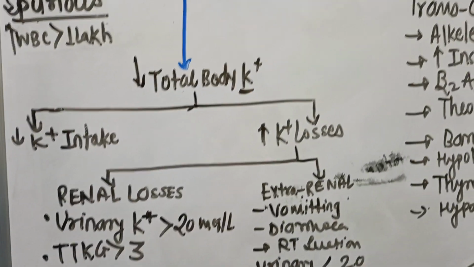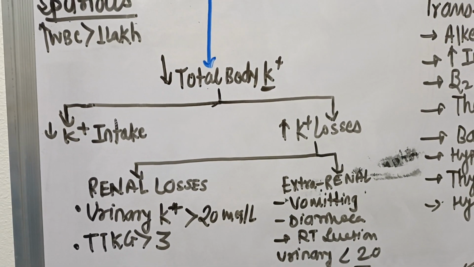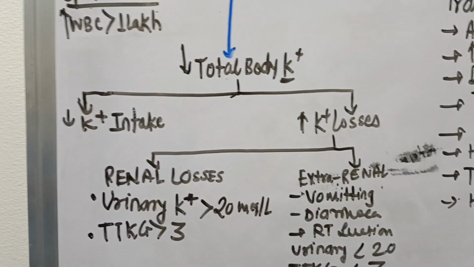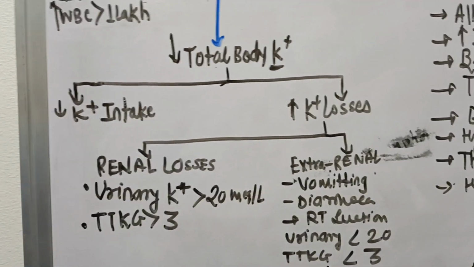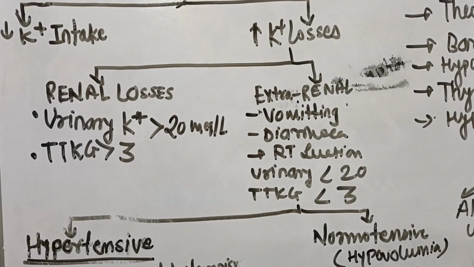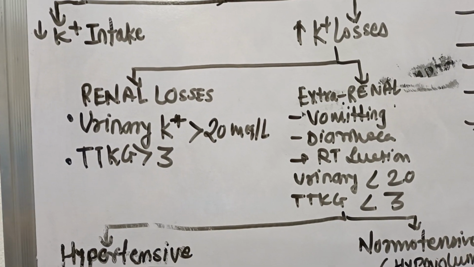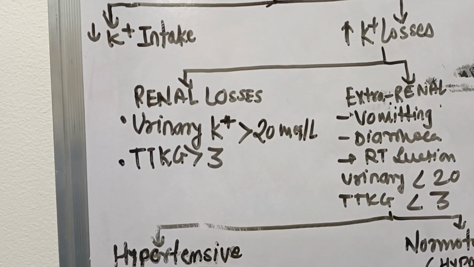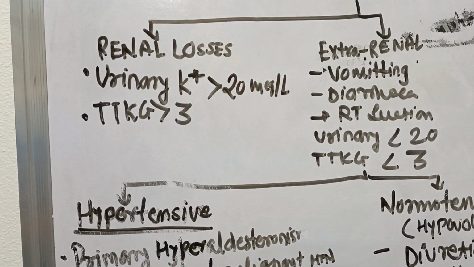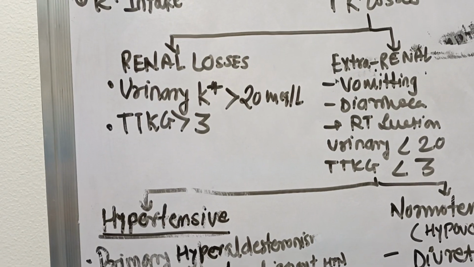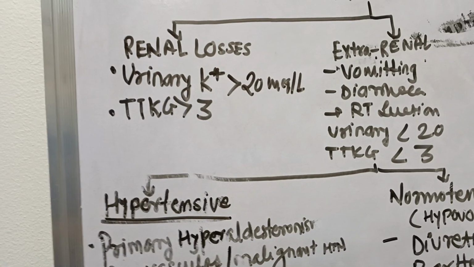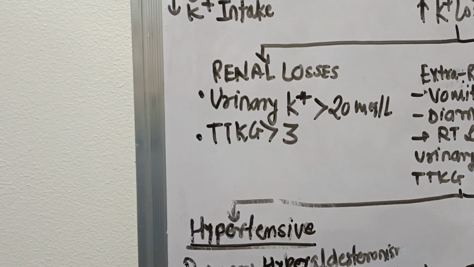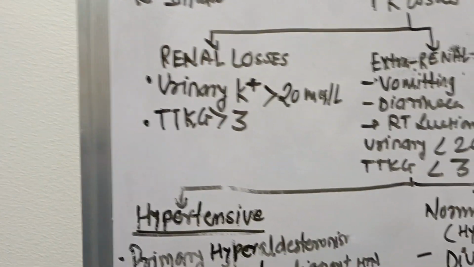Whenever we come across a decrease in total body potassium, what will we do? We will look for potassium intake or increased losses. Increased losses occur when there can be renal loss or extra renal loss. Whenever there is renal loss, urinary potassium will be more than 20 milligram per deciliter, meaning there will be loss of potassium in urine. That's why there is hypokalemia. Or the transtubular gradient, which we have already discussed, will be more than 3.